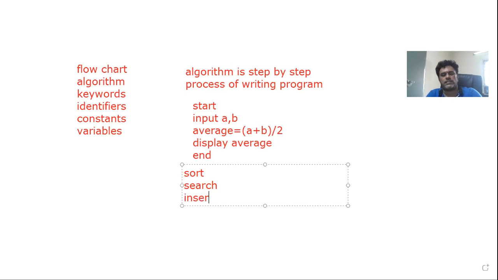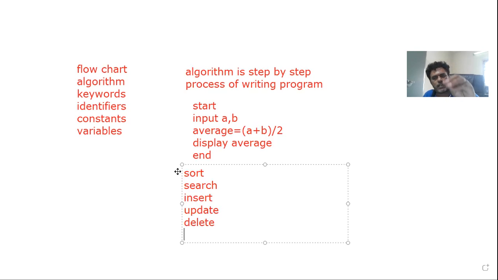If you want to insert some record, then you need an algorithm. If you want to update some record, you need an algorithm. If you want to delete some record, you need an algorithm. So this is the basic concept of using algorithms.